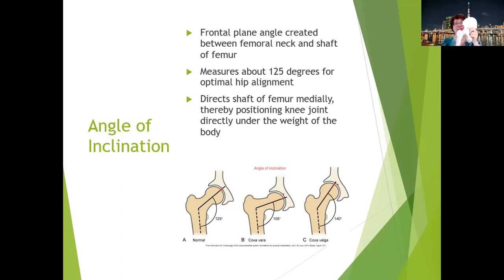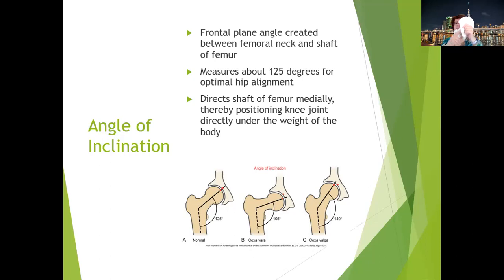If we had less inclination, it would direct the femur laterally, and we would end up with what's called coxa vara. If we have more, we end up with coxa valga. So we'll look at some pictures of the whole lower extremity structure and see what the upshot of that is. So if you have a different angle of inclination, the femur has to change in order to be articulated with the acetabulum.